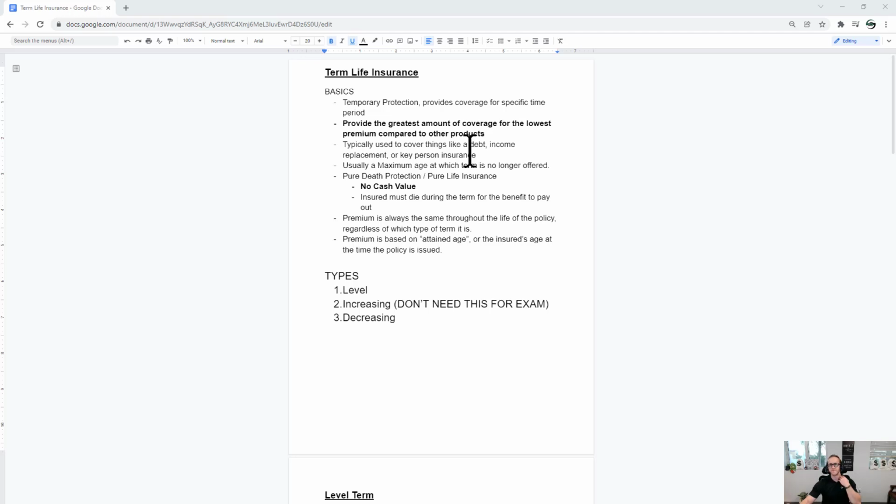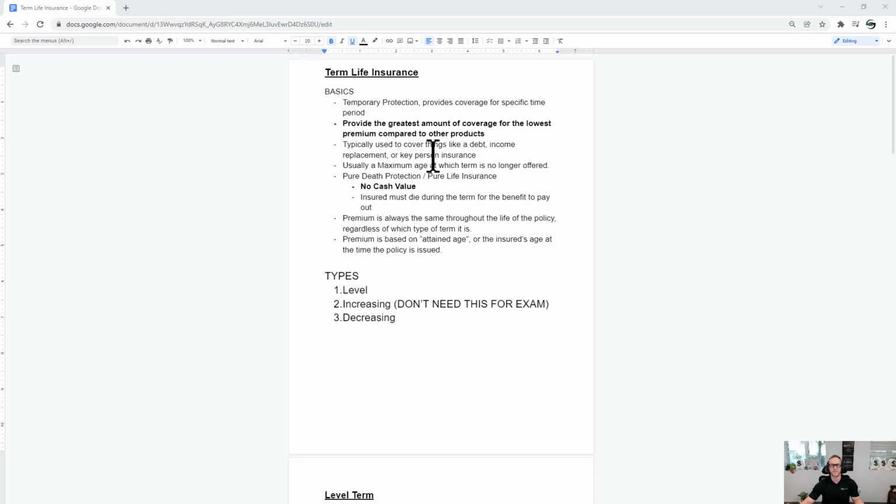So if, for instance, like for the debt, right? Say you have a mortgage. You're not going to have a mortgage forever. So you may have a mortgage for 15 years or 30 years. So you get a term policy for that amount of time. That way, if you die, then the benefit will go to your beneficiaries to cover the house and pay off the mortgage. That way, they're not left with a bill.